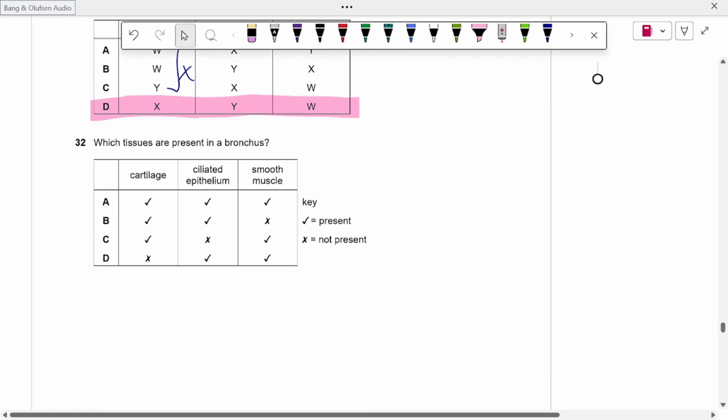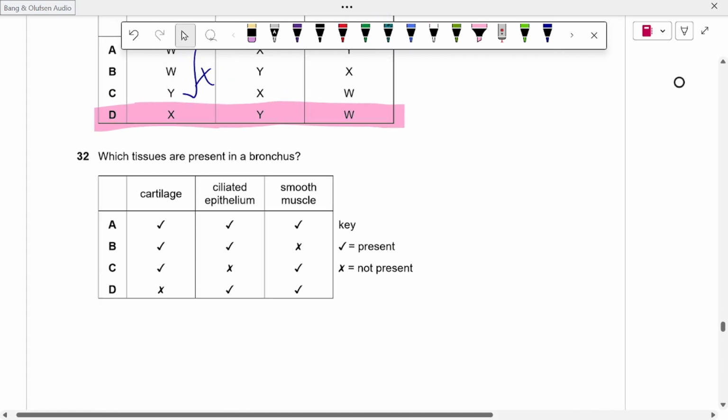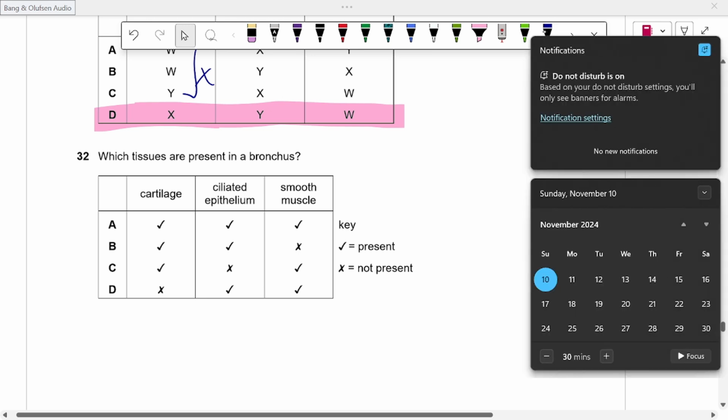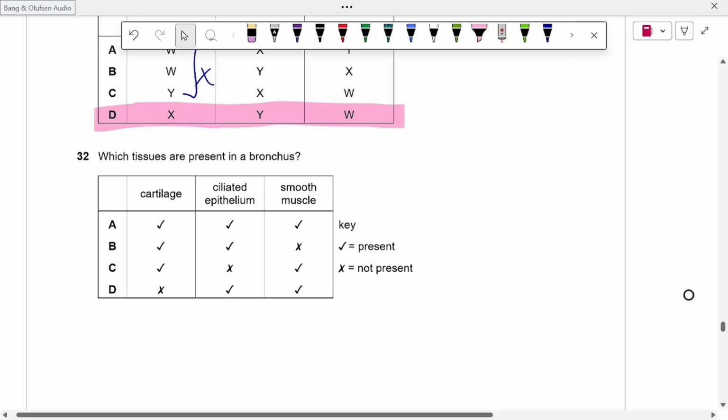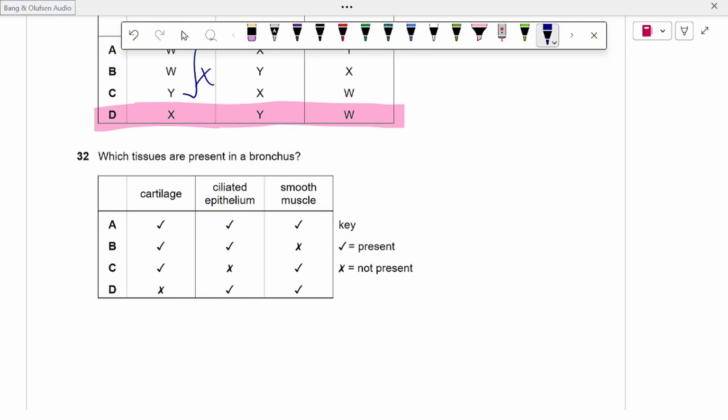What tissues are present in a bronchus? Bronchus and trachea दोनों में similar structure present होते हैं, which is your cartilage, your ciliated epithelium and your smooth muscle as well. तीनों चीजें present होती हैं. A is your correct answer.